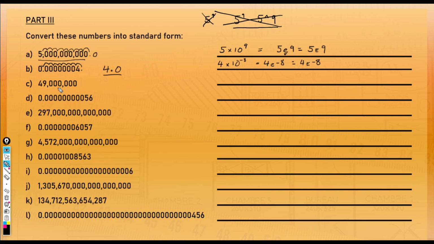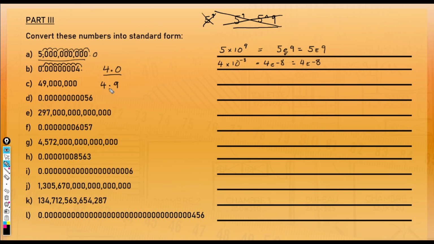Next, we got 49 million. So here you can see, if we were writing using named orders of magnitude, we've got millions, that would just be mega. So we would have 49 mega units, whatever the unit is for this number. But when we do orders of magnitude in standard form, we can do them much more precisely. We can say, well, our first non-zero digit is 4, so we put our decimal point after that, and we get 4.9.